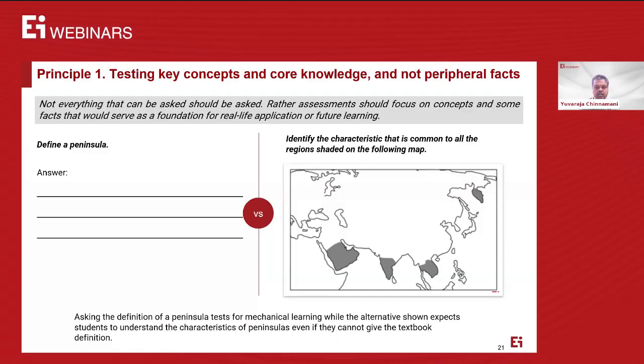But the alternative question on the right requires students to analyze actual geographical features on a map and identify what they have in common. This tests their genuine understanding of peninsulas as land masses surrounded by water on 3 sides. Even if they can't recite the exact definition, they demonstrate real conceptual knowledge by recognizing the pattern across different peninsulas.